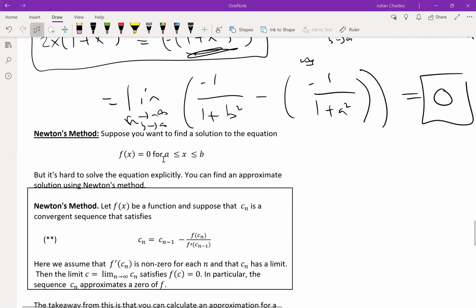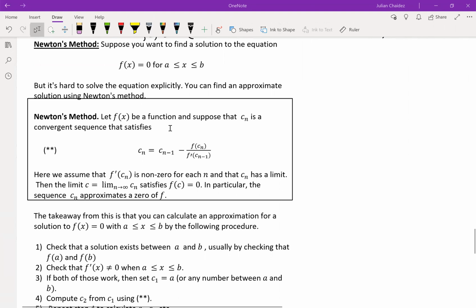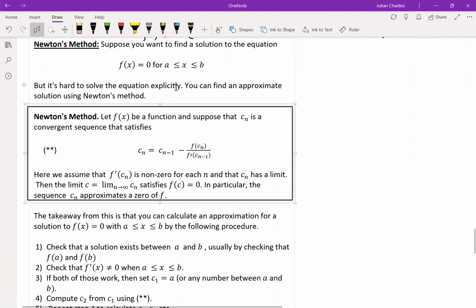Okay, so this is about Newton's method. Newton's method is similar to Euler's method. It's a method of approximating a zero of some function. So let's say I want to find a solution x to the equation f of x equals 0 for x between a and b, where f is just some function. I don't know what it is yet.